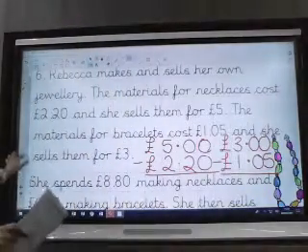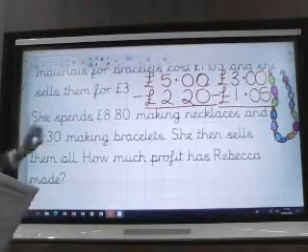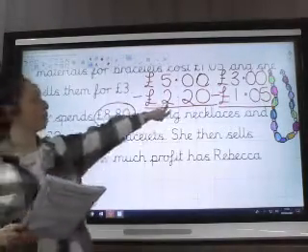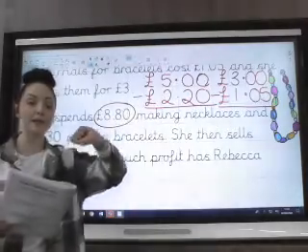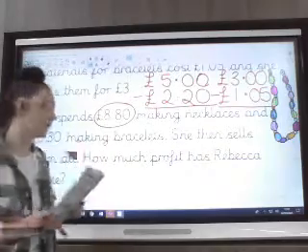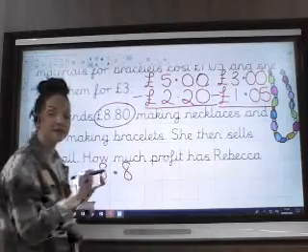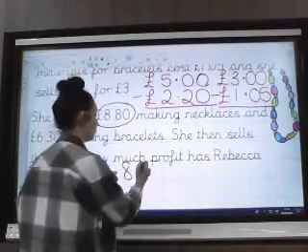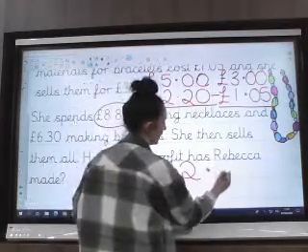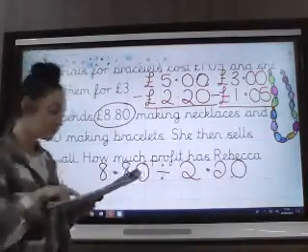Okay, but here then it says she spends £8.80 making necklaces and £6.30 making bracelets. So £8.80 making necklaces then. For one necklace, it's £2.20. So you need to figure out how many necklaces is in £8.80. I know you all know what 88 divided by 22 is. So you can work that out mentally and just add your zeros back on. So you need to do £8.80 divided by £2.20 to work out how many necklaces there are.